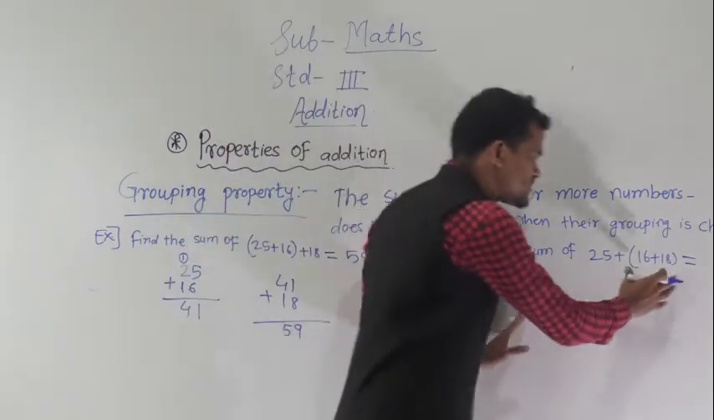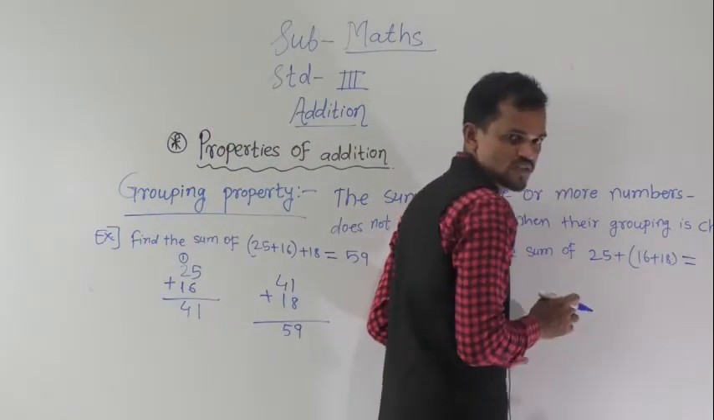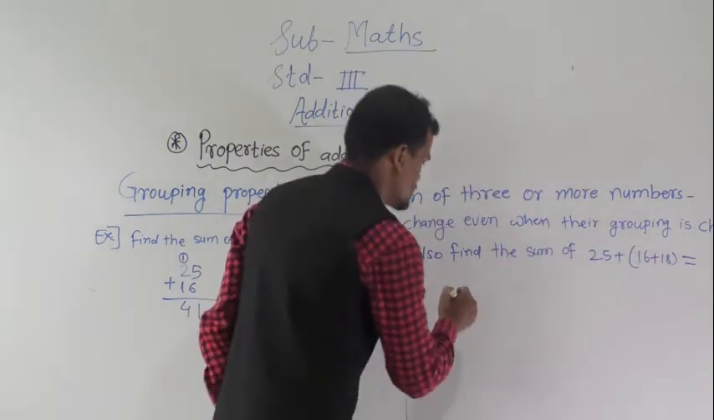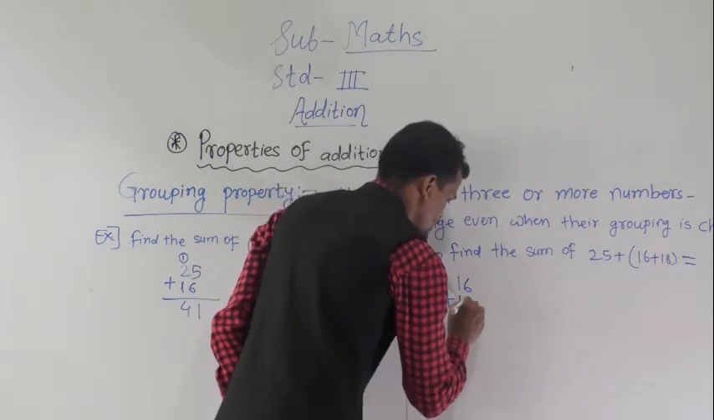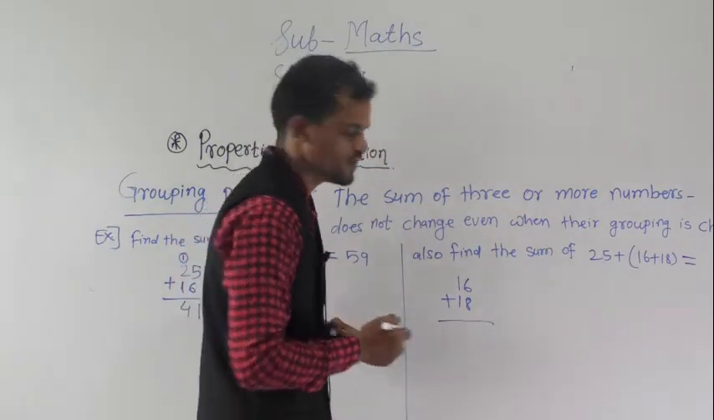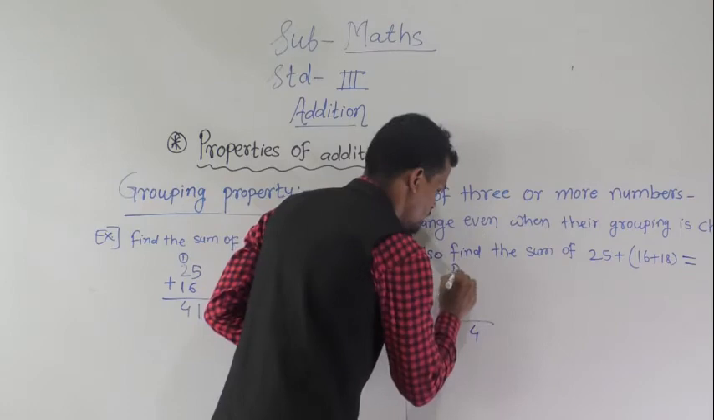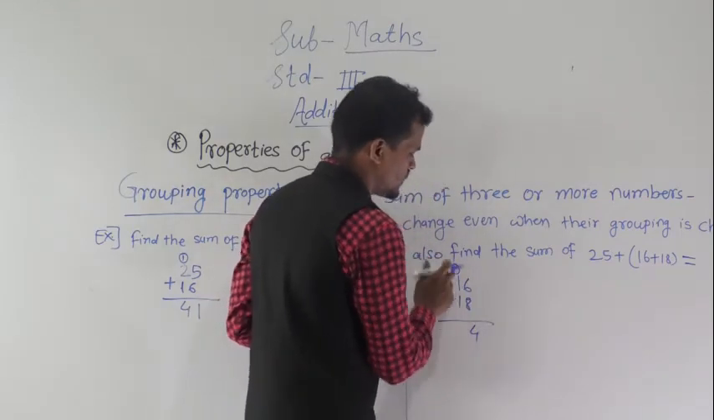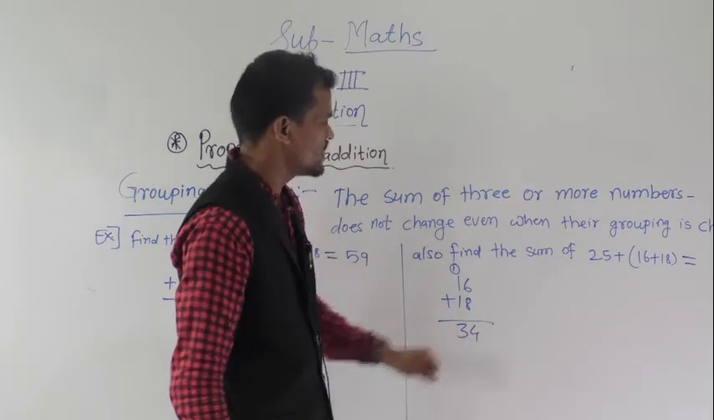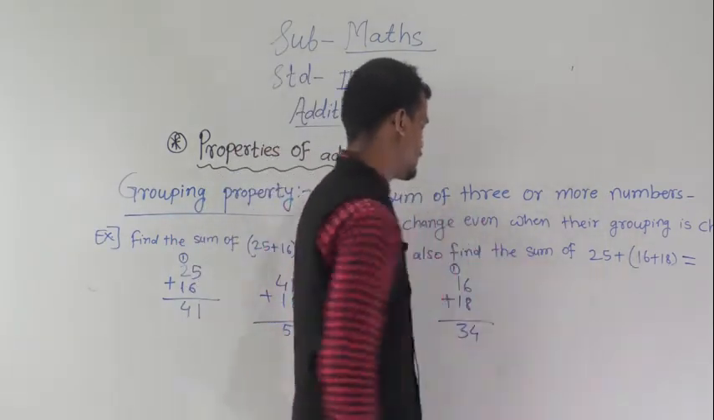Okay, first, the group is there. First, do the addition of these two numbers, 16 plus 18. 6 plus 8 is 14, so 4 right here, 1 carry. 1 plus 1 plus 1 is 3. So 34 is the sum of 16 and 18.